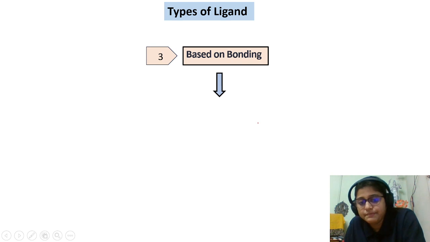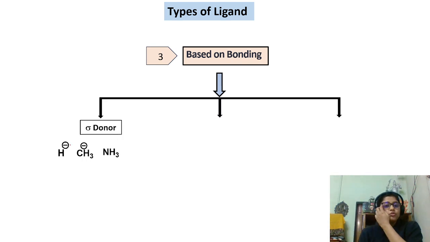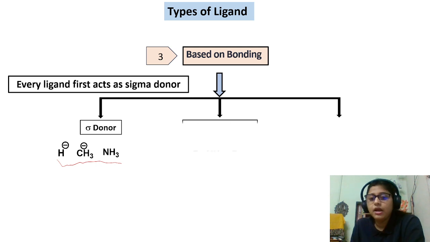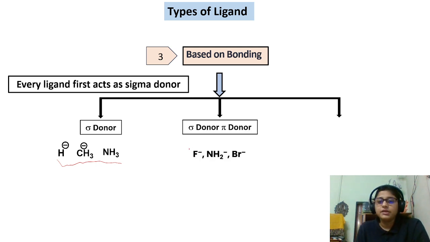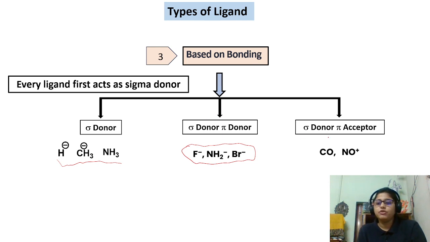Now based on bonding, which are sigma donors? There are examples written here, but always remember every ligand first acts as a sigma donor. Every ligand does. After that, sigma donor, pi donor. This kind of molecule must have at least 2 lone pairs, for 2 kinds of donation. And this is sigma donor, pi acceptor.